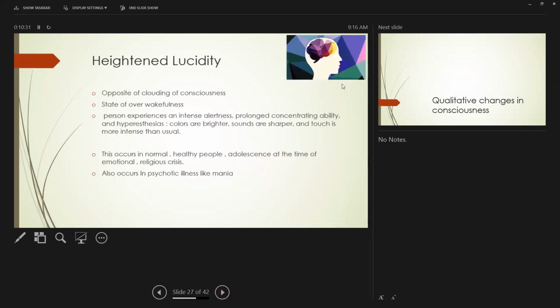Then there is heightened lucidity. This is exactly the opposite of clouding of consciousness. It is a state of wakefulness. The person experiences intense alertness, prolonged concentrating ability, and hyperesthesias. That is, colors may appear brighter, sounds may appear sharper, and touch is more intense than usual. This is normal in healthy persons and adolescents at the time of emotional and religious crisis, and it can also occur in psychotic diseases like mania.